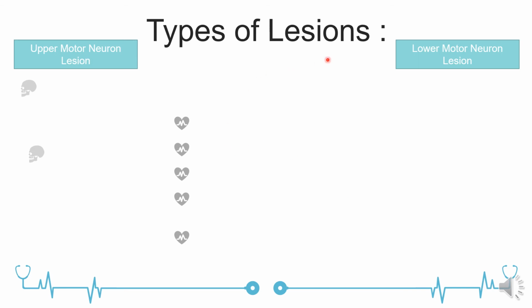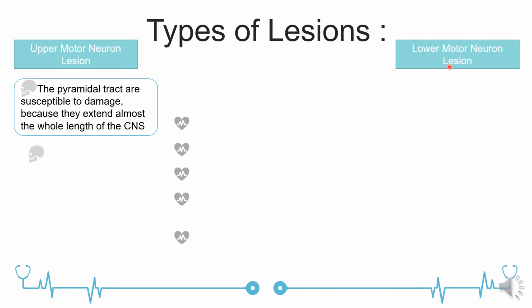Injury to the corticospinal tract caudal to the decussation may present with varying types of paresis or paralysis of the upper and lower limb. So we have two types: the upper motor neuron lesion and the lower motor neuron lesion. The pyramidal tracts are susceptible to damage because they extend almost the whole length of the CNS.